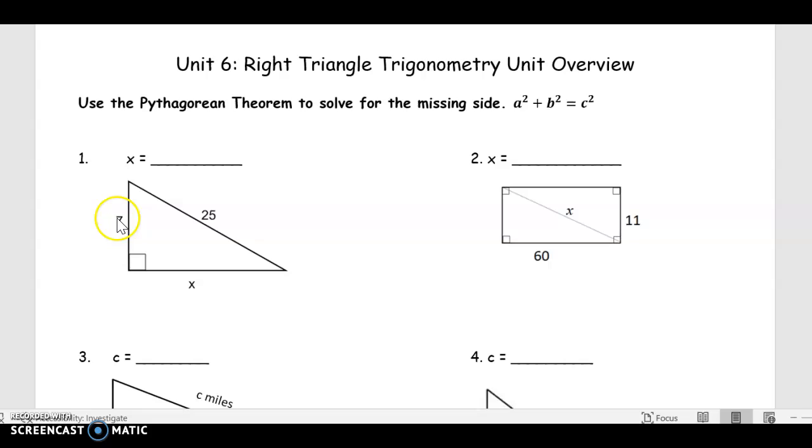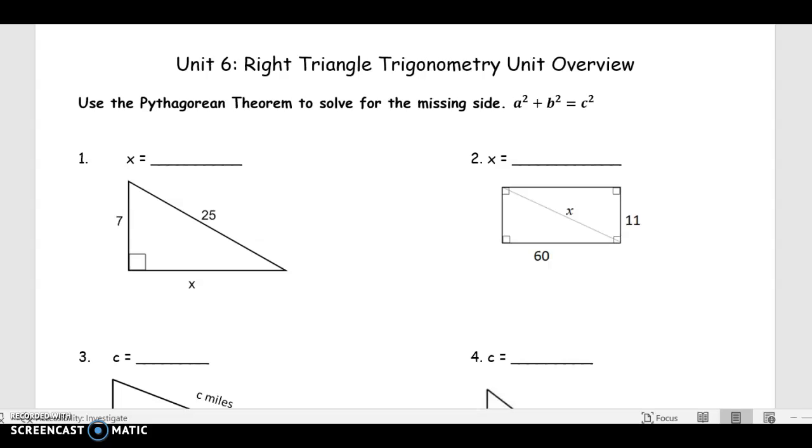In question number 1, we have a side that says 7 and 25 and x. In question number 2, we have a diagonal of a rectangle, and the rectangle has sides of 11 and 60. So these are two Pythagorean theorem questions, but in order to solve them, we have to approach them in a little bit of a different way. Okay? So I'm just going to make a little annotation here.